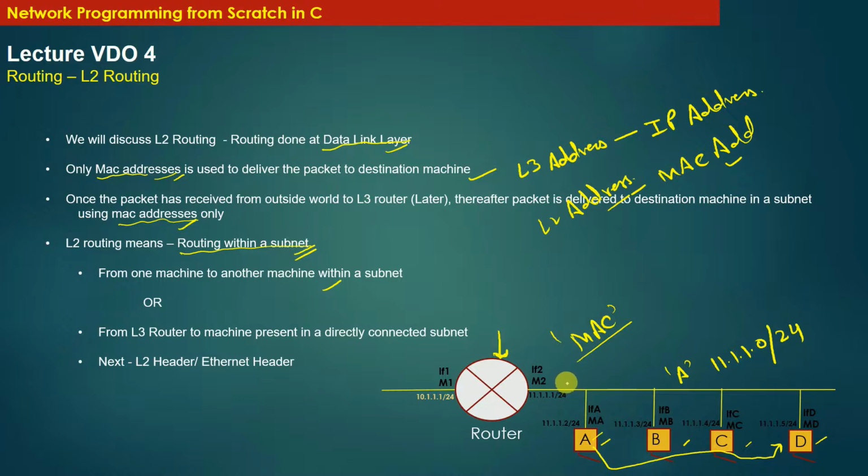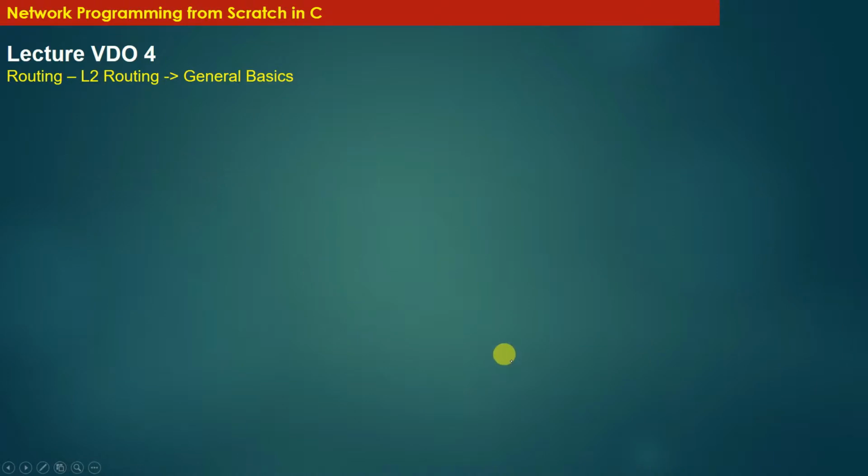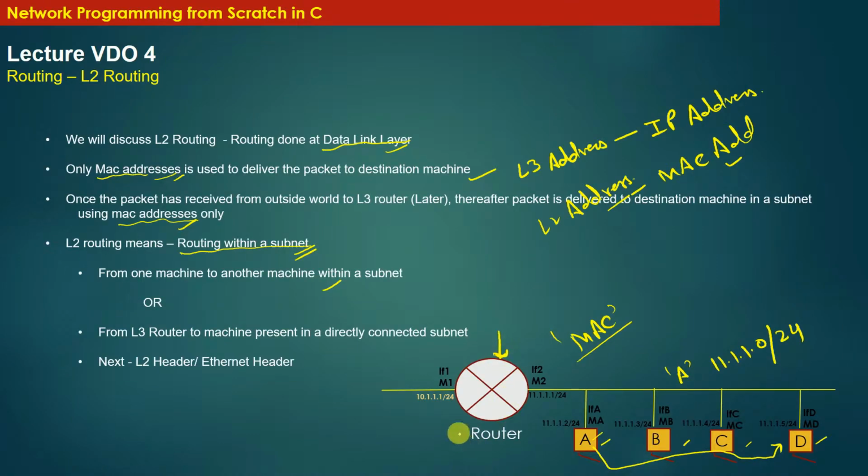That is, sending data by a directly connected L3 router to any machine which is connected to a subnet, and that subnet is also connected to the L3 router directly, then that type of routing also comes under L2 routing. So in this example, if the L3 router wants to send a data packet to machine B, then it is L2 routing, or if it wants to send a data packet to machine C or D or A, all are examples of L2 routing.